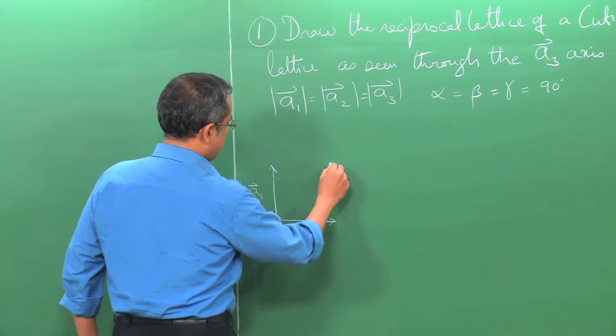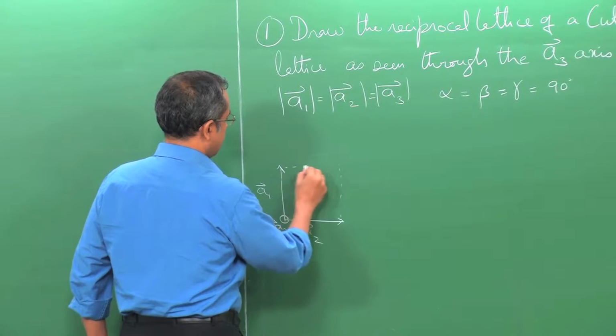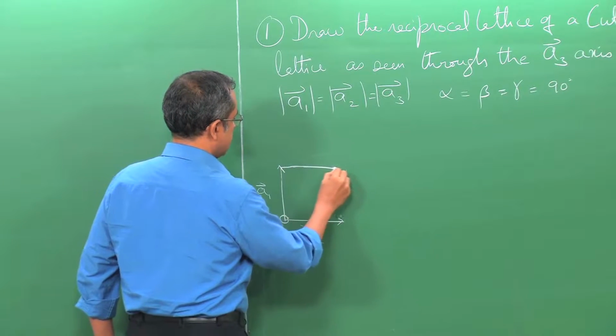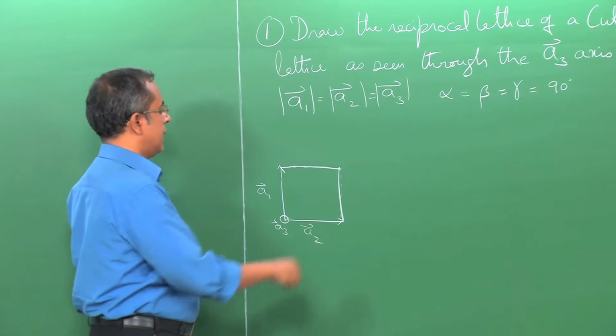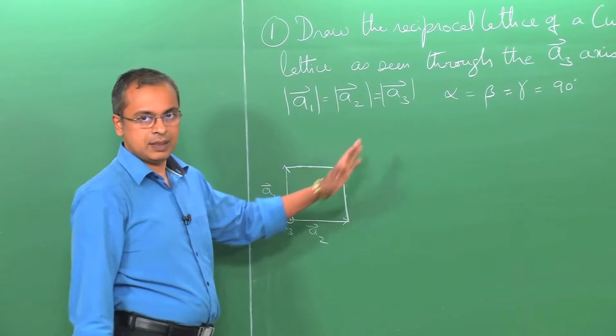So, now we will complete this lattice. So, this is how it will be. So, it is a cubic lattice, and then you can add additional points to fill up the space, right.